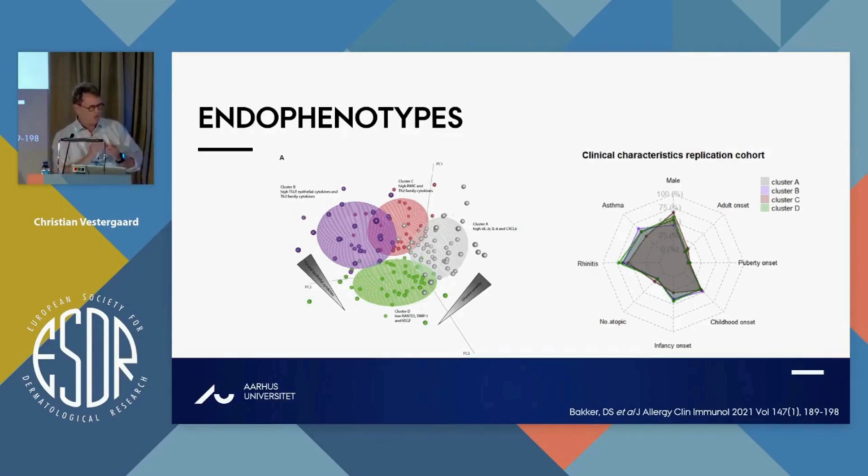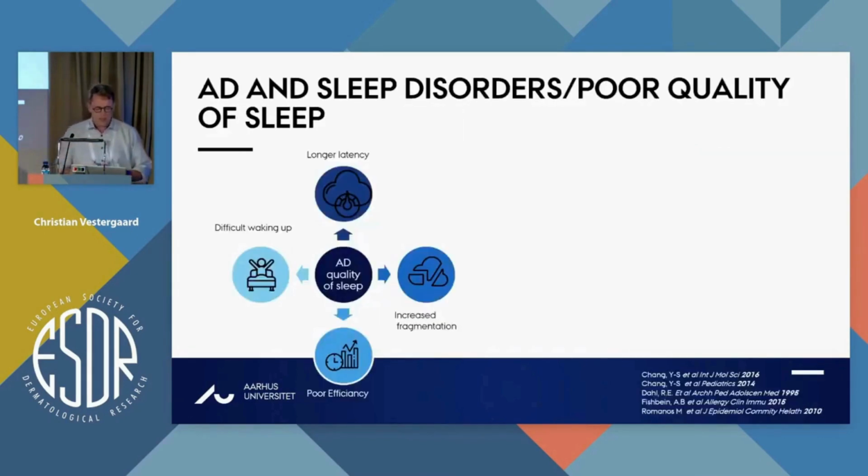But there's still a lot of overlap between the clusters and the comorbidities. Then we have the sleep disorders and poor quality of sleep, because we know that AD patients don't sleep well. They have longer latency of sleep. That means that it takes longer for them to fall asleep.